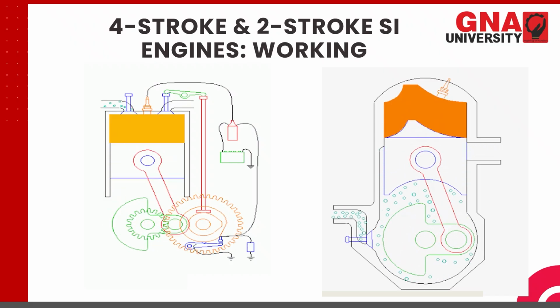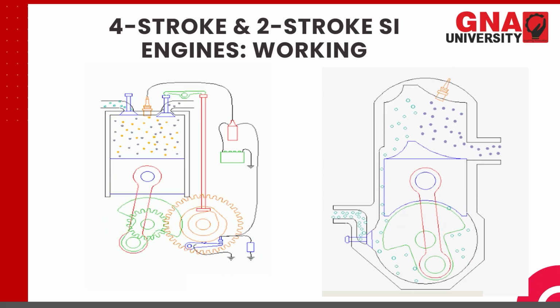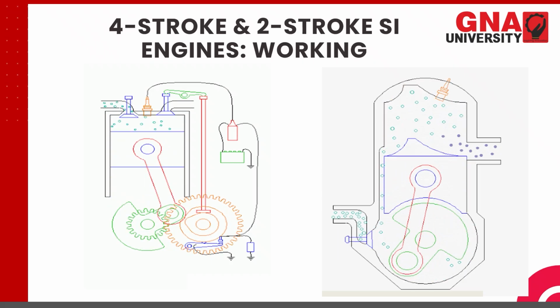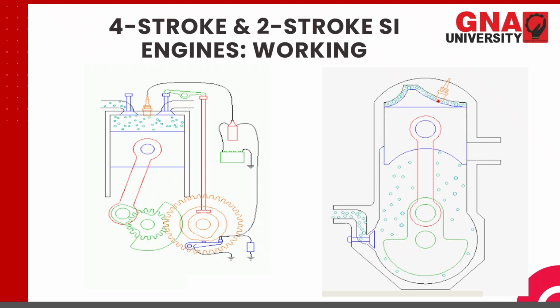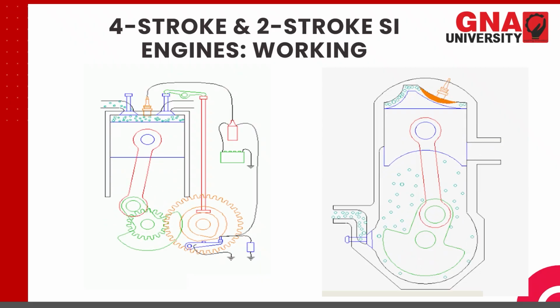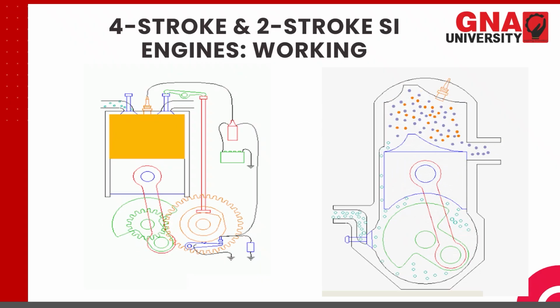Here the mechanisms are also shown. You can see the crankshaft. On the crankshaft is placed the crank gear and the crank. This crank gear is connected to this cam gear. The cam gear, you can see, is double the size of this crank gear.